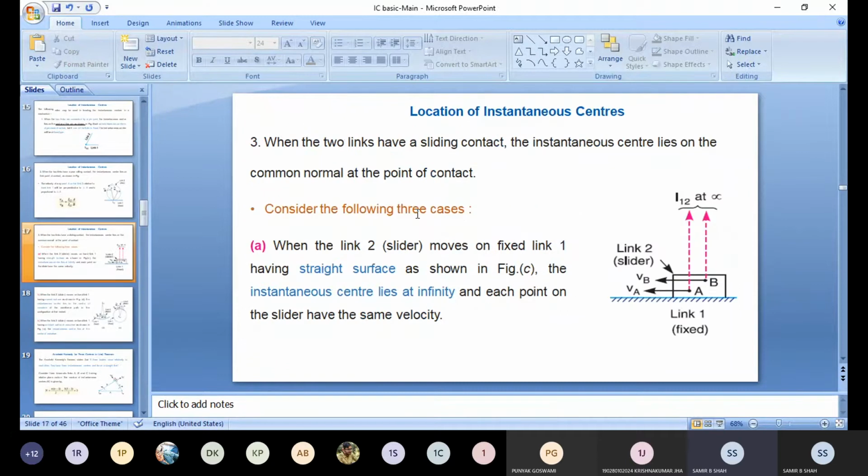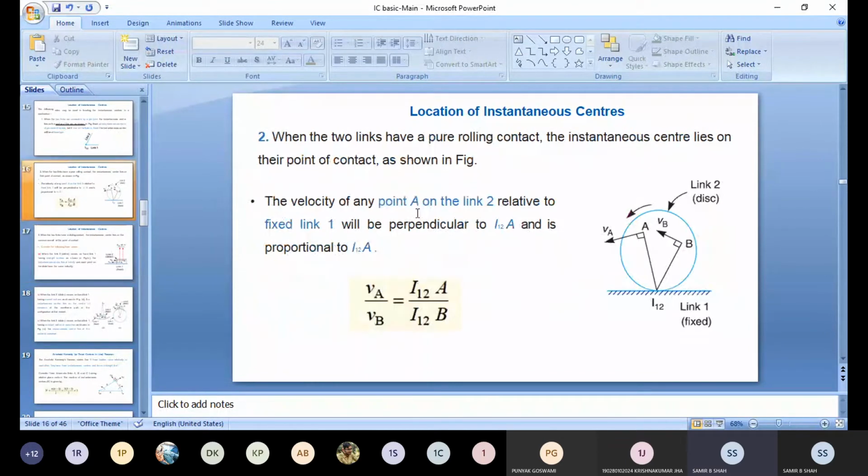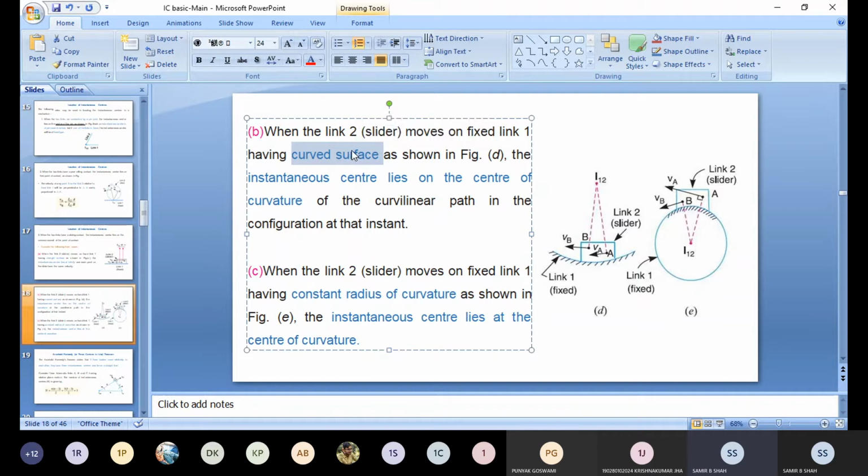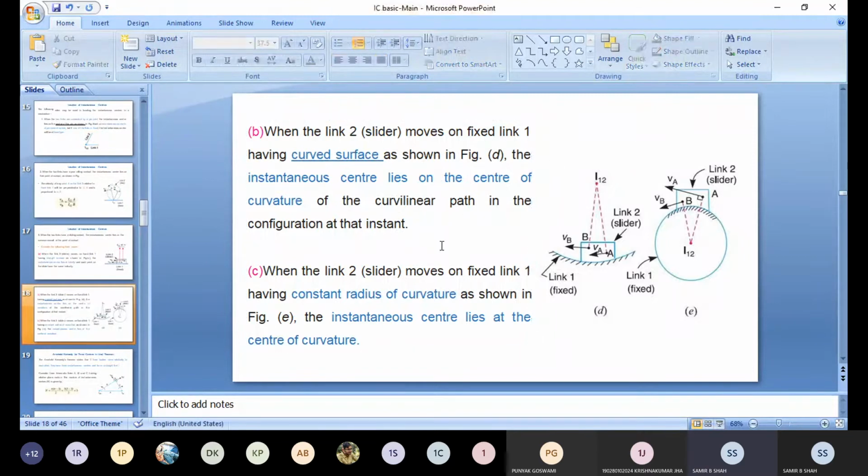You have to remember that if sliding is on a straight path, then we get the center at infinity. But if the first link is a curved surface in place of a straight surface, then we get the IC at the center of the curvature of the curvilinear path in the configuration at the instant.